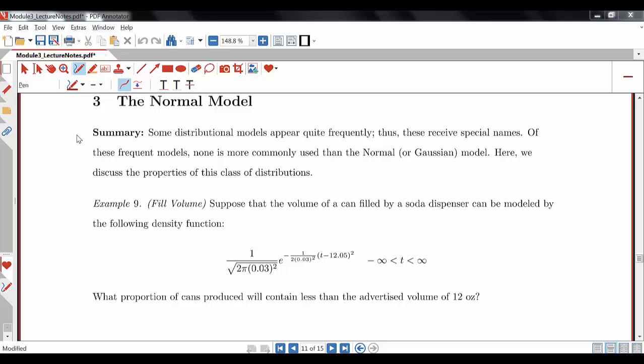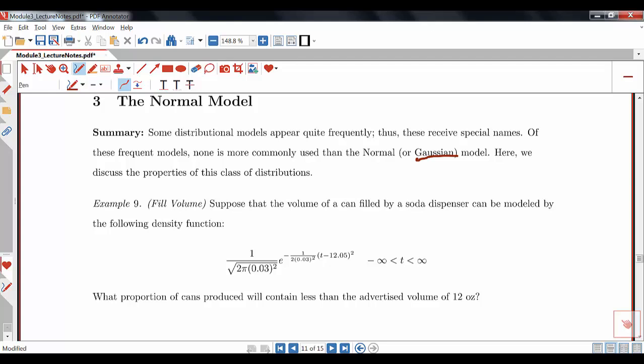Hi, in this section we look at the normal distribution. It is the most popular distribution in statistics, partially because it models so many situations and data sets. It's also called the Gaussian distribution. It was founded by Carl Gauss.